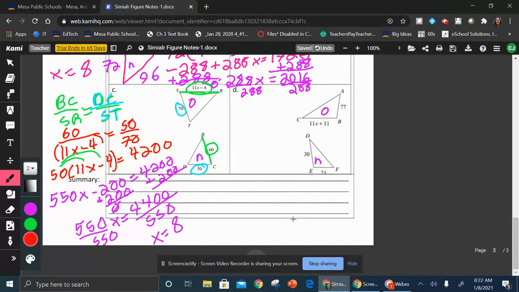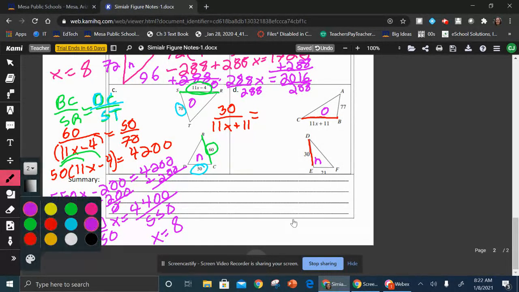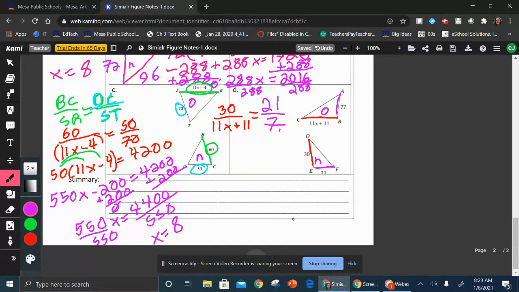Okay, so again, be careful, look for the sides. Okay, notice that DE and CB are the longer sides. Okay, so it's going to be 30 over 11x plus 11 is equal to, and then on the other side, we're going to have EF over AB. Okay, so 21 over 77. Of course, we're going to cross multiply. Everybody use your tools when you're doing these. Okay, especially when we're getting really larger numbers.